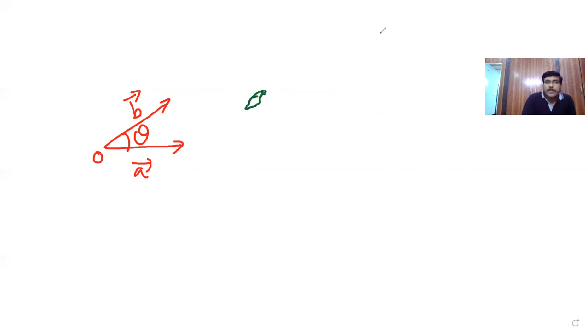If this is a vector A bar, this is a vector B bar, this is the angle between them, theta, and the origin is this. Now look at my right hand. Here, I am interested in finding out A bar cross B bar. I want the direction of this.